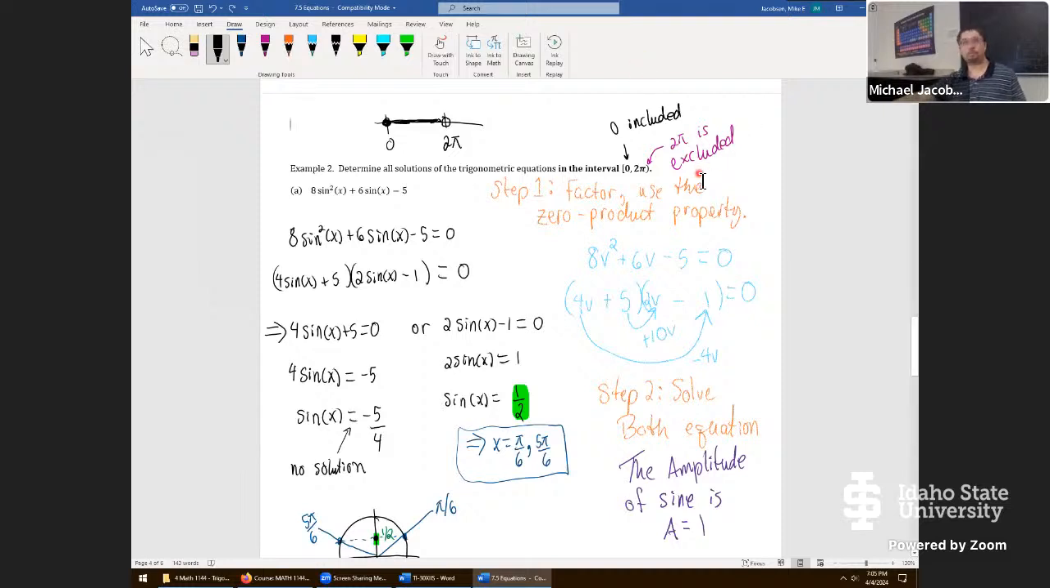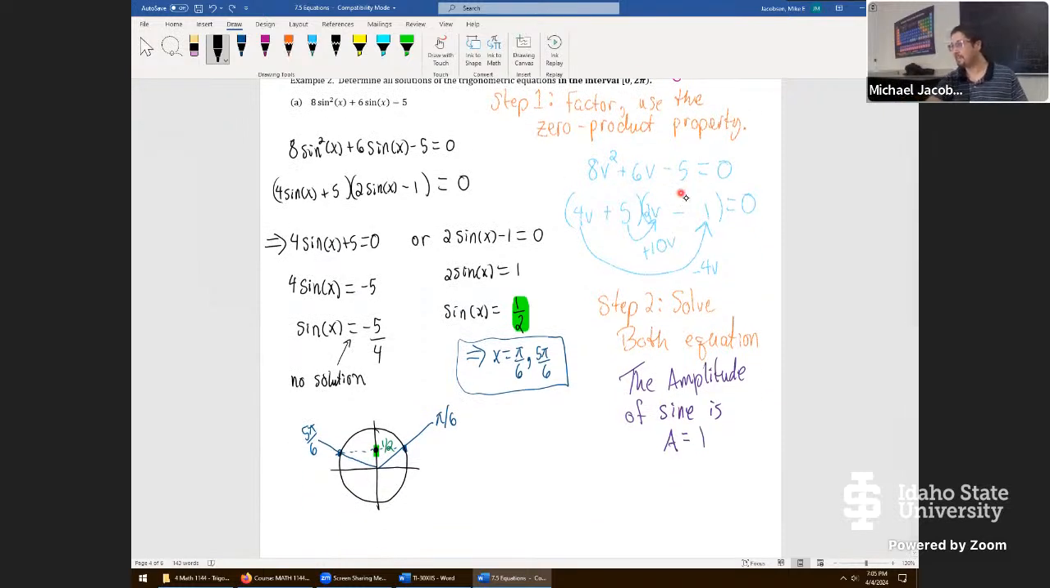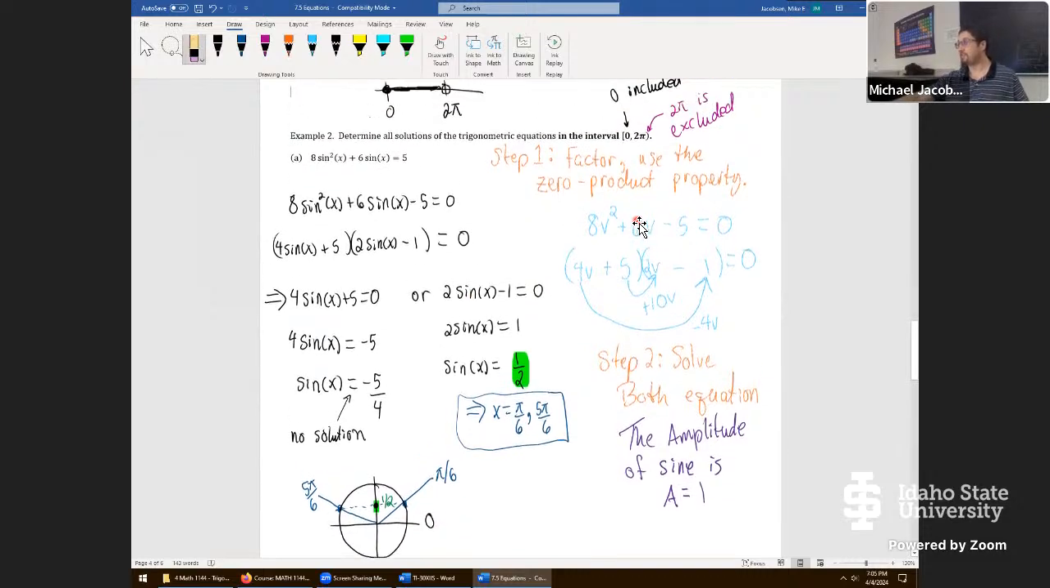The only reason we're excluding 2 pi is, once again, the angle 0 and the angle 2 pi both terminate right here. So if you're just reporting the angle 0, you have the whole story. You don't need to use 2 pi, 4 pi, 12 pi, and so on. Other questions about that so far, folks?